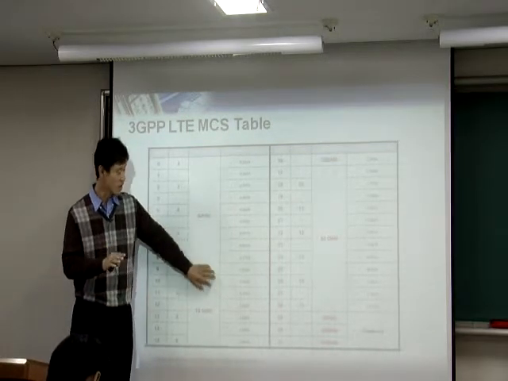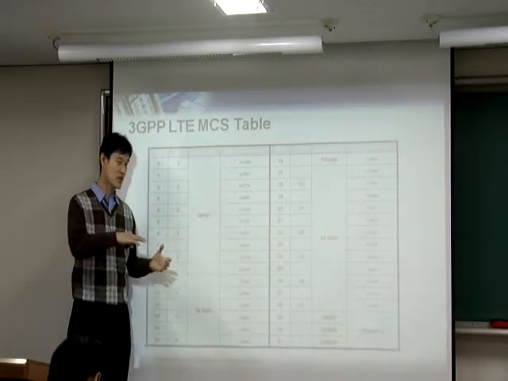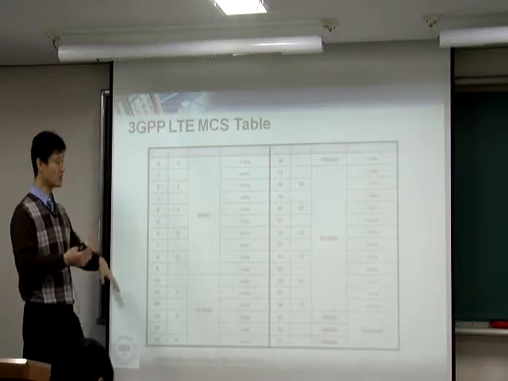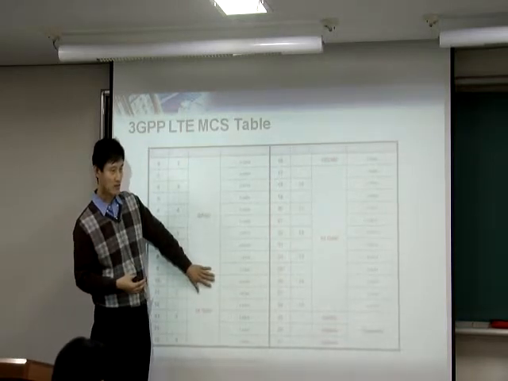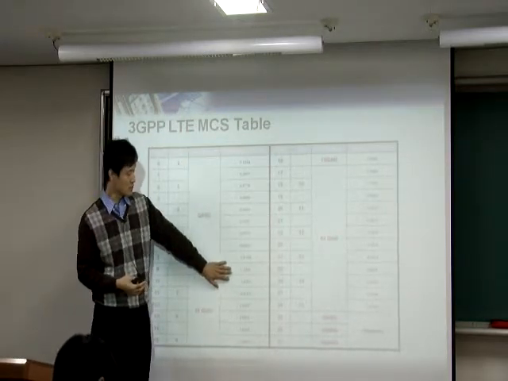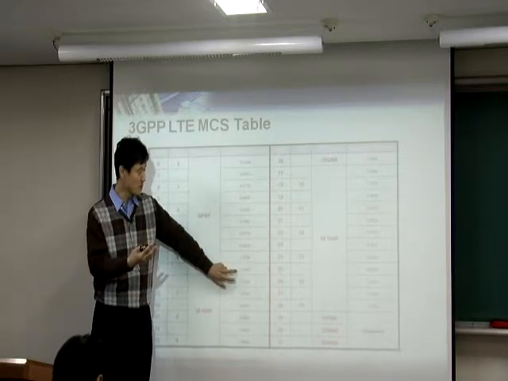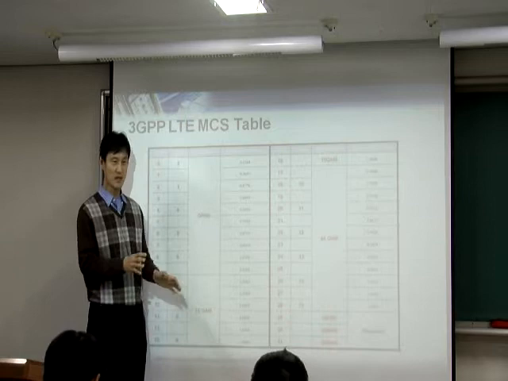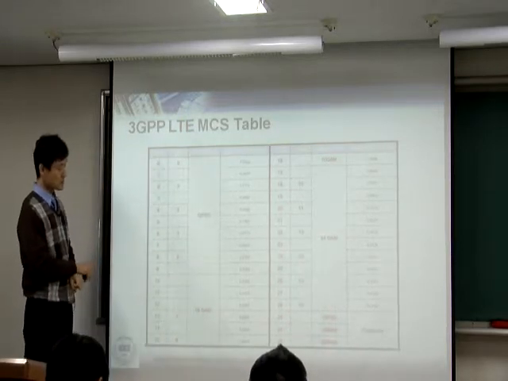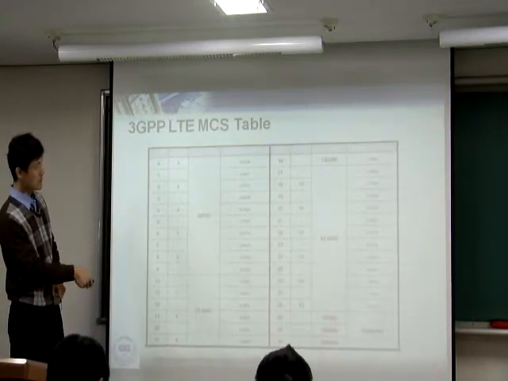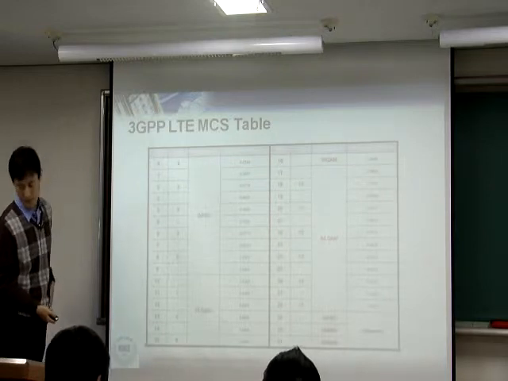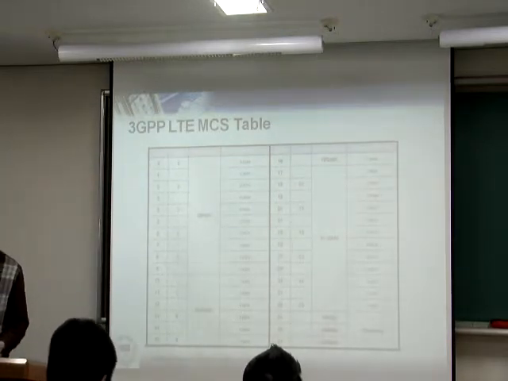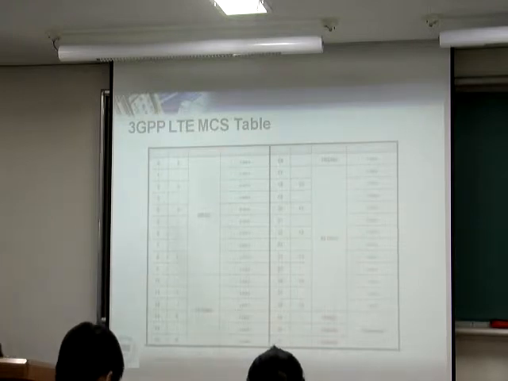So sometimes when you play with modulation, higher modulation with low coding, or low modulation with high coding, you see this kind of thing, okay? Sometimes you can make both of them have the same spectral efficiency. Okay? Sometimes this happens. So anyway, these are the actual system parameters that are used in 3GPP LTE.